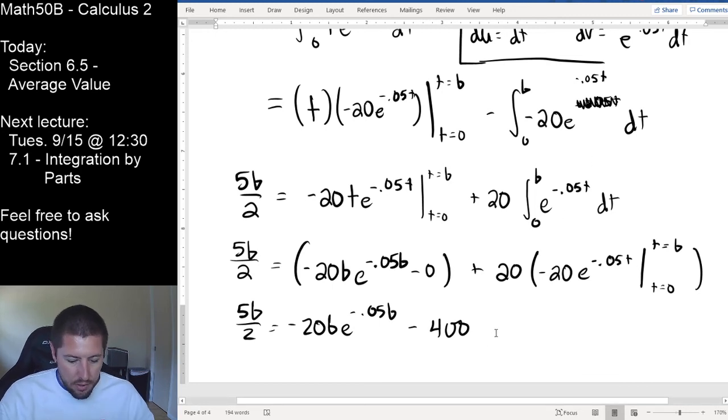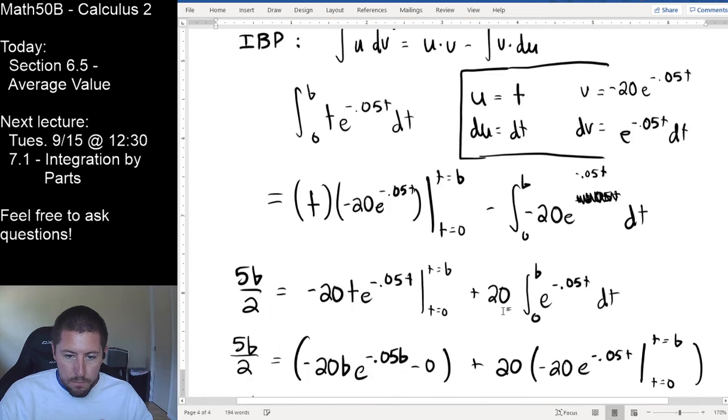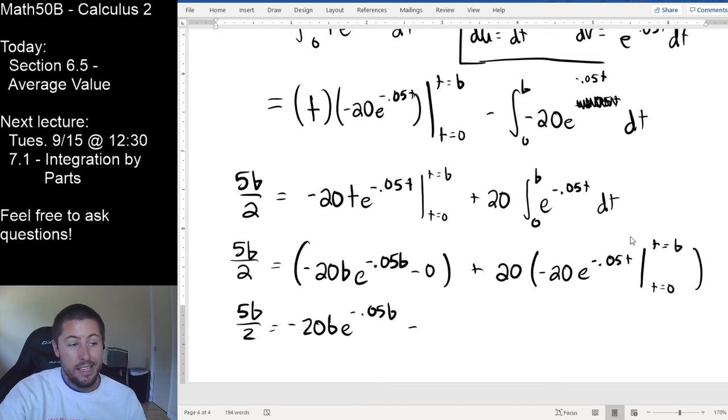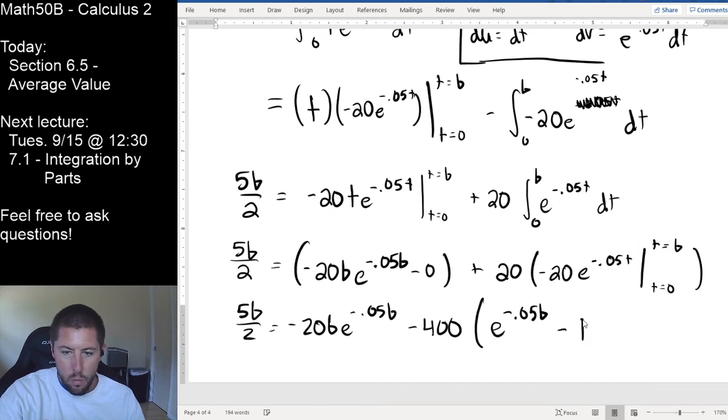So what I was trying to do, okay, is being careful with this. Notice here, when we plugged in t equals 0, 0 times stuff was 0. But now over here, when we plug in 0, we're doing e to the 0 power, and that's not 0. It's going to be 1. So I'm going to keep this as, I guess I can still do like minus 400 here, but we really want to keep track of the fact that this is e to the negative 0.05b minus 1, because e to the 0 is 1.